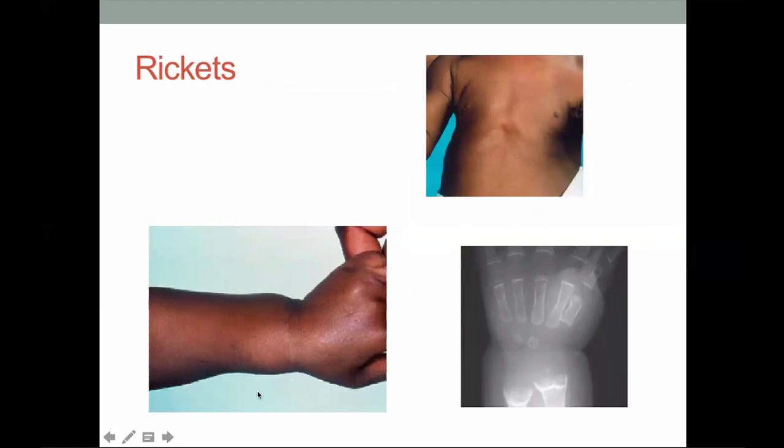Rickets is another cause for short stature. You have to look for the typical features like widening of the wrist, right? Any chest deformities, the rickety rosary, Harrison sulcus. So you need to do a good clinical examination looking for the underlying reason.